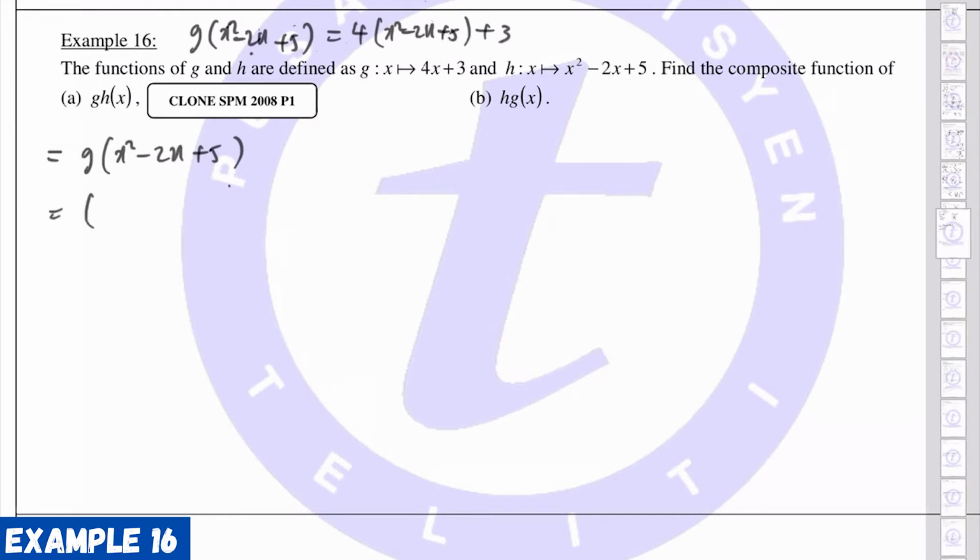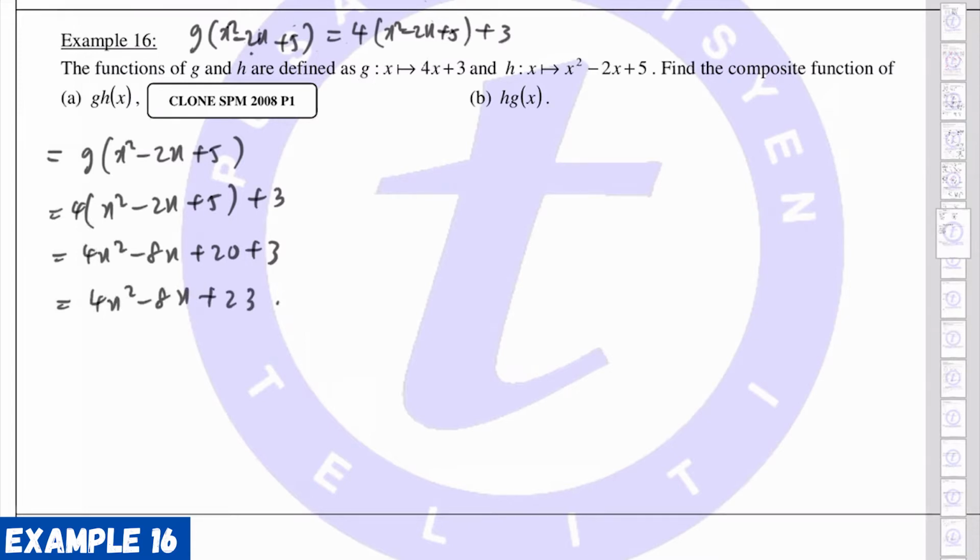So let us put this bracket and the 4 in front and plus 3. So it's x squared minus 2x plus 5. So when I multiply inside, you get 4x squared minus 8x plus 23. Okay. Now on the other hand, for B, you're finding h(g(x)), meaning we put g(x) inside h(x).